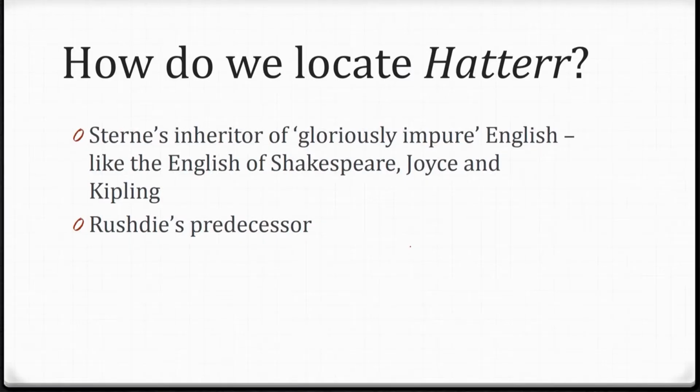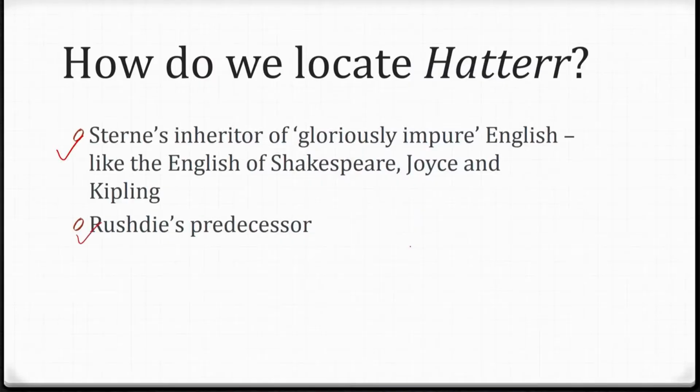There are two ways in which we can locate a work such as All About H. Hatterr. The first one is to identify H. Hatterr as Laurence Sterne's inheritor of gloriously impure English, like the English of Shakespeare, Joyce and Kipling. It's a typical modernist tradition. This is also a way in which Desani's Hatterr gets located in the English literary tradition. And this is how the work was viewed until the later 70s and 80s.